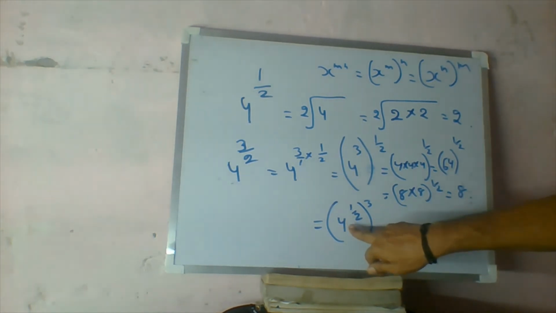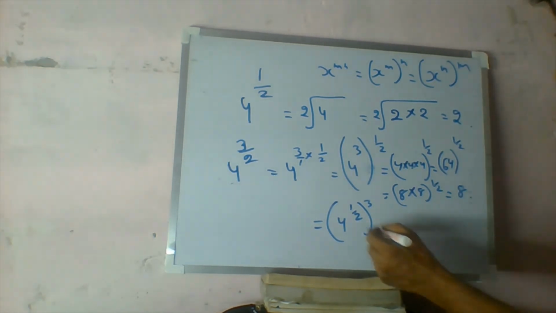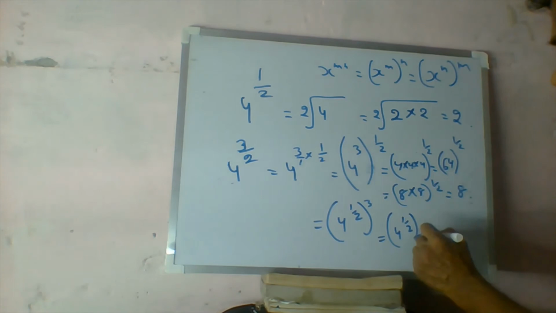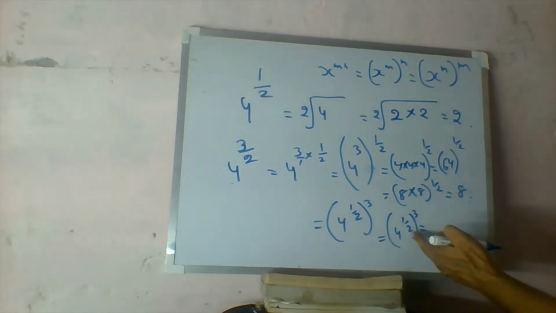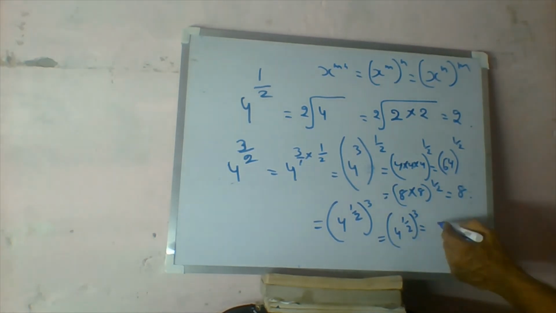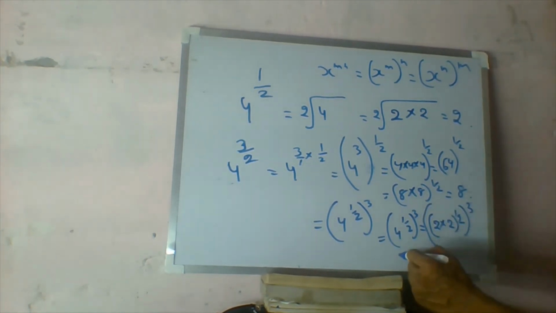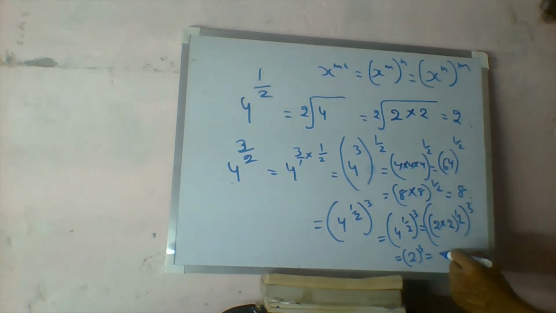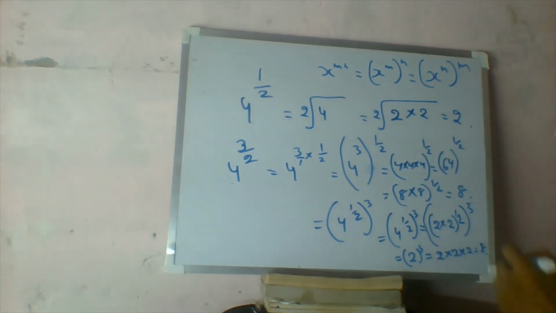We can do it this way also. 4 raised to power 1 by 2 gives us a number multiplied by itself twice that will be 4. So that is 2. The answer is 2 raised to power 3, which is 2 into 2 into 2, equal to 8. So both ways we can do it.